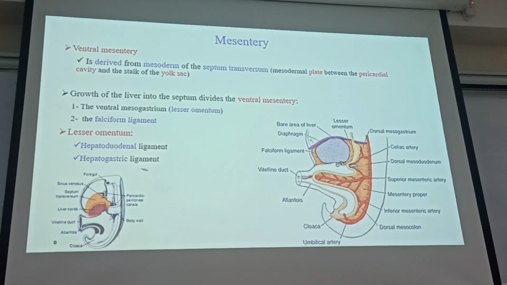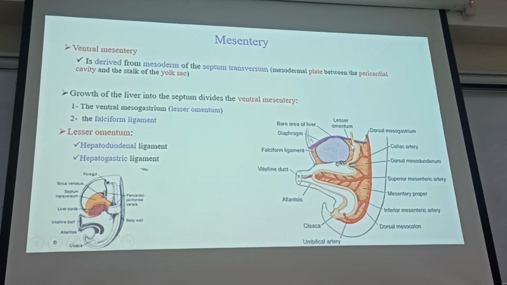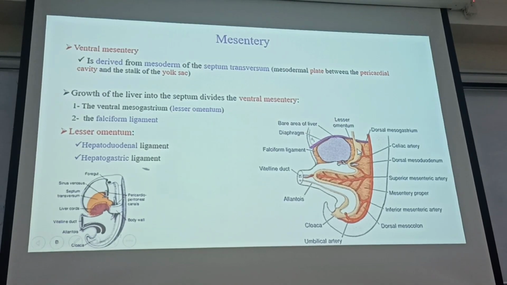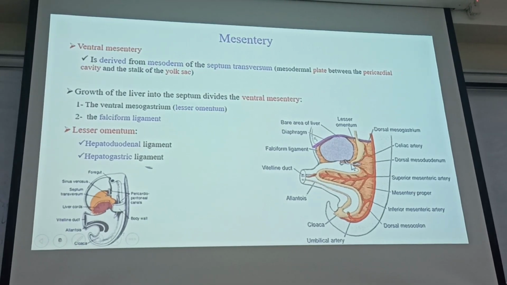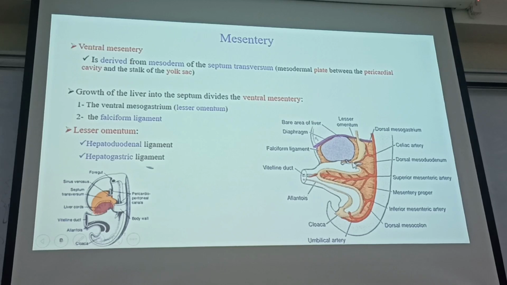In fact, ventral mesentery is located between the stomach and first part of the duodenum and the anterior wall of the abdomen. Okay? Ventral mesentery extends from the stomach to the first part of the duodenum.